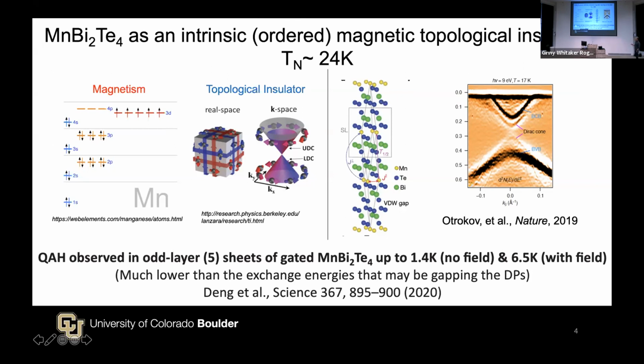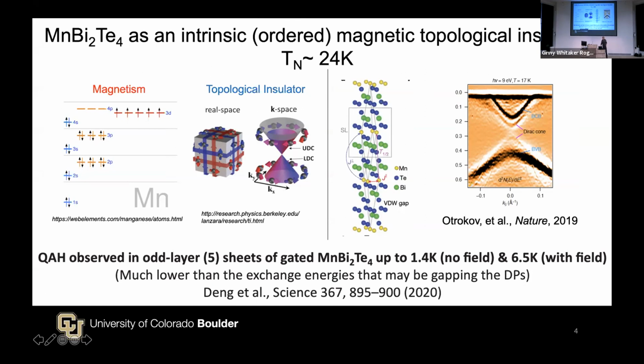The quantum anomalous Hall effect was then observed in odd layer sheets, in particular 5 sheets of septuple layers. Temperatures up to 1.4 K with no field or 6.5 K with a magnetic field, because the material likes to be antiferromagnetic, so this flips it to become ferromagnetic. But still, these temperatures are much, much lower than the exchange energies that claim are probably gapping the Dirac points.